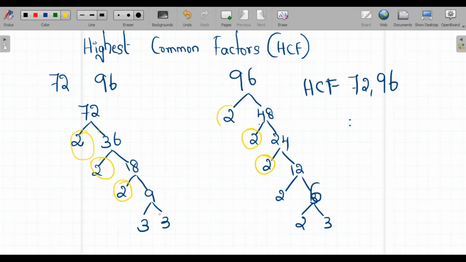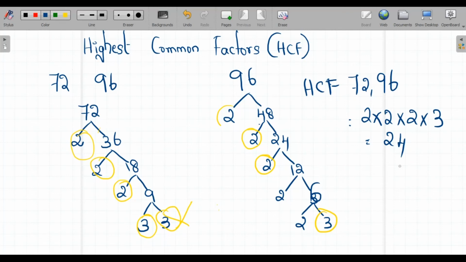Now there are 2 3's here, 1 and 2. However, you only have 1. So we will not choose both. We will take only 1 3. So the HCF of 72 and 96 is 2 into 2 into 2 into 3. 2 2's are 4, 4 2's are 8, 8 3's are 24. Okay, so this is the HCF of 72 and 96.